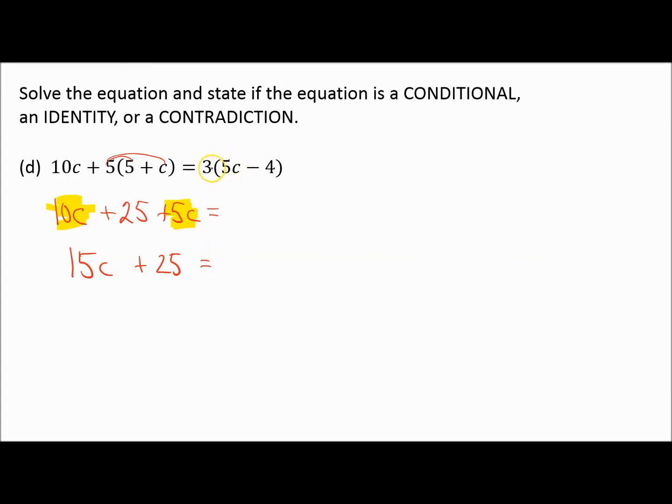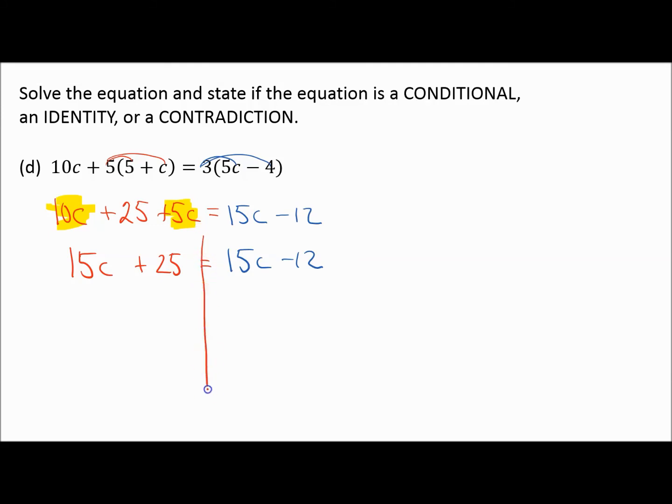So I have to distribute there as well. 3 times 5C is 15C. 3 times negative 4 is minus 12. So that's already combined together. That's 15C minus 12. Now these are not exact, which means I have to continue to solve.